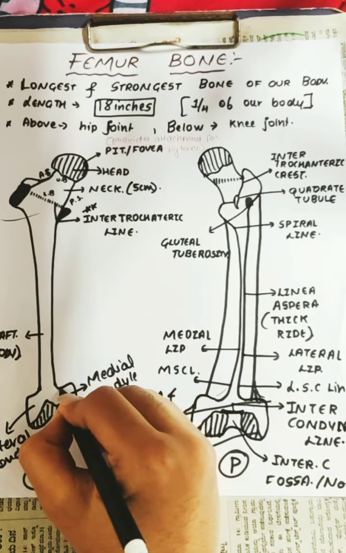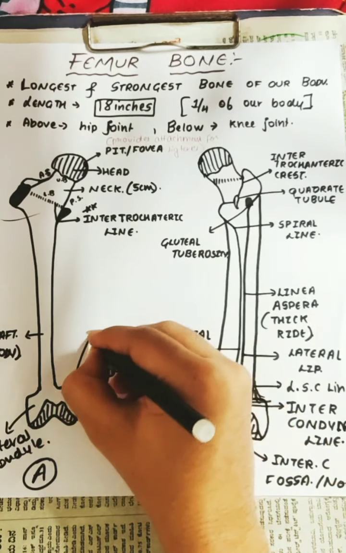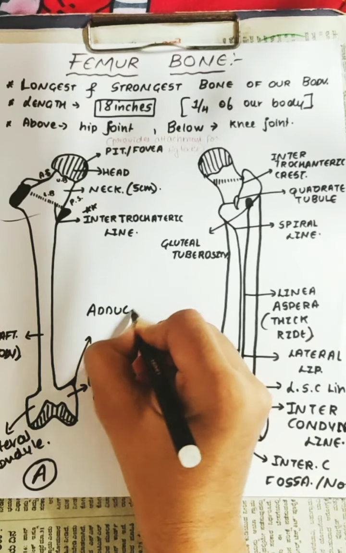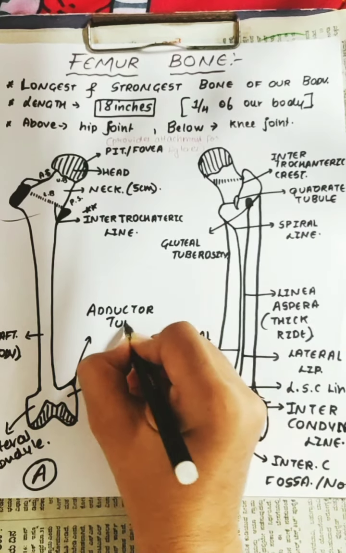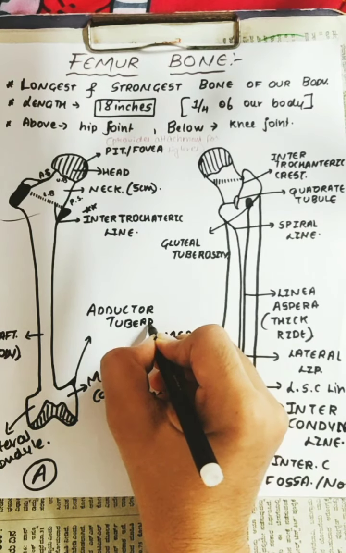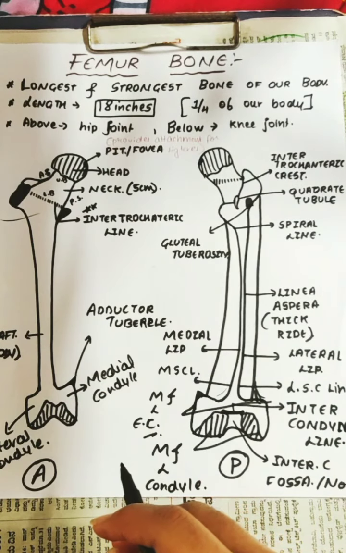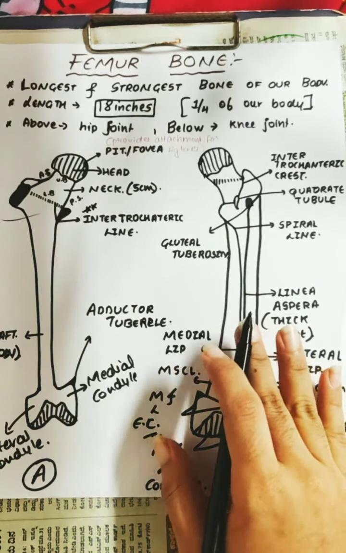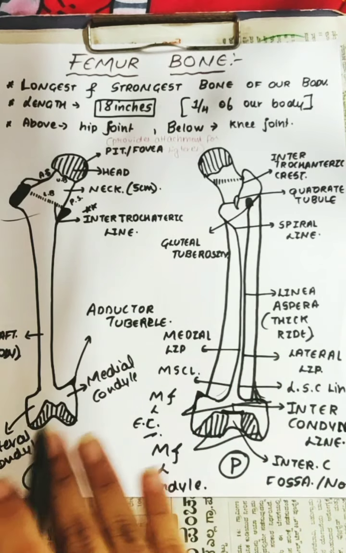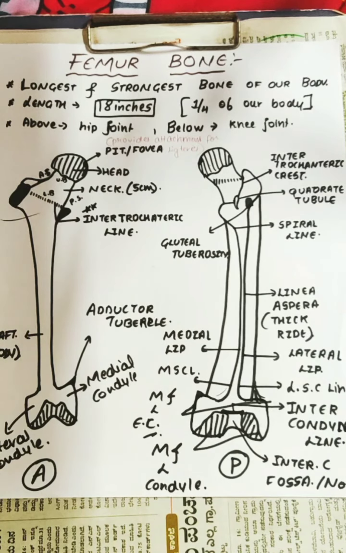After that you can see a slightly ridge-shaped structure here. This is called the adductor tubercle. So this was about the general features of the femur, which was the anterior as well as the posterior view of the femur. Hope you understood this video.